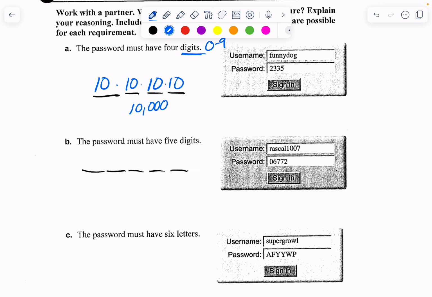So same idea, because it's using digits. So 10 possible outcomes, 10, 10, 10, and 10. And if I multiply those, just by having 5 digits instead of 4, now I have 100,000 possible outcomes.